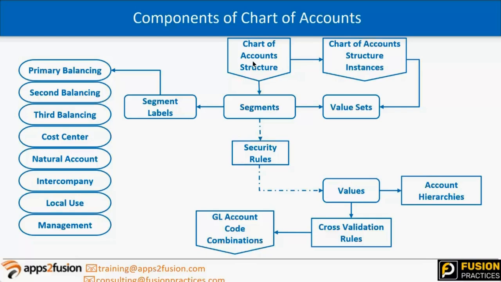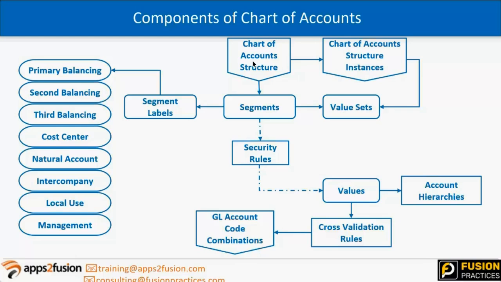Right. Let me explain it. So basically, the advantage of having a structure instance in place is you need not define the structure again and again. So you can define one chart of account structure, that is a global chart of account structure, and you define a US instance and a UK instance.